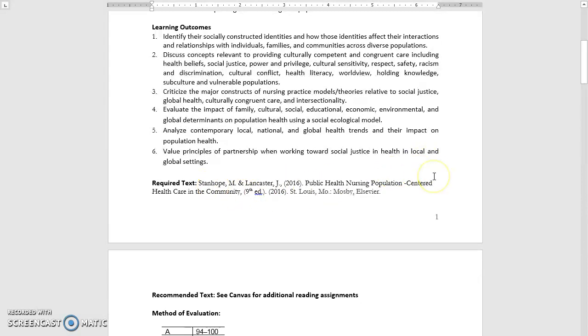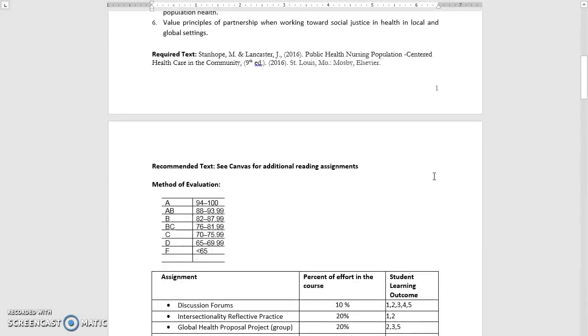So I need you to make sure you have your Stanhope and Lancaster book. There are several readings in here, but there are also readings that I have found or the course developers have found for you to read. I'm going to ask that you actually read those. I need you to contribute to the discussions when we have guest speakers, and or to online discussion forums or within your paper. We'll get into that a little bit more.